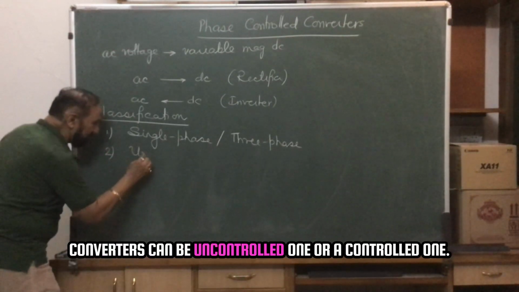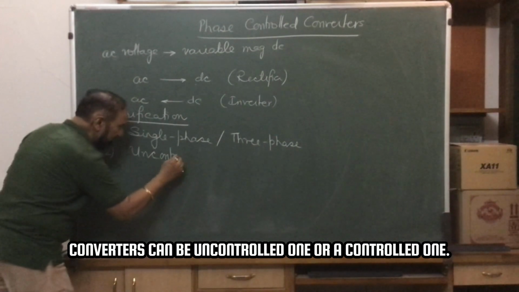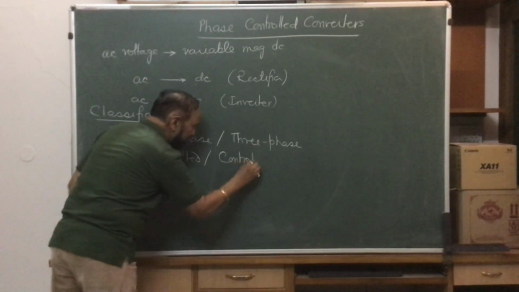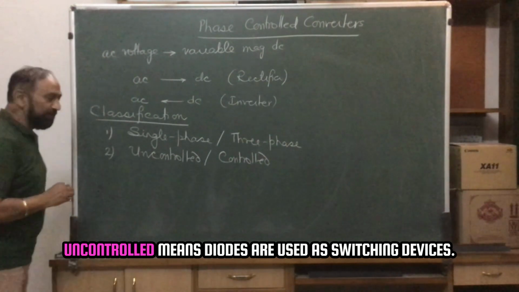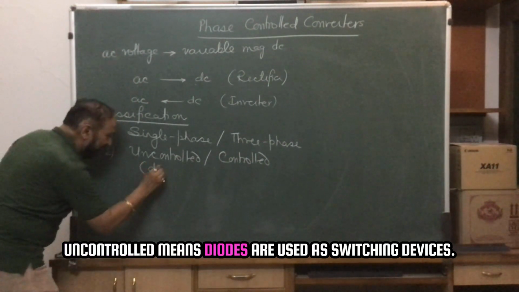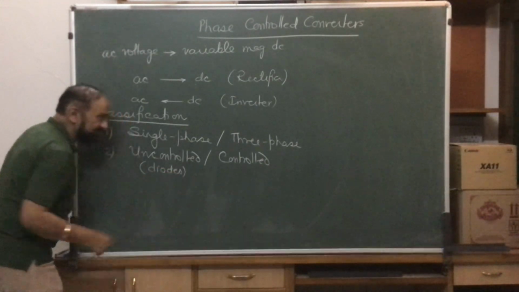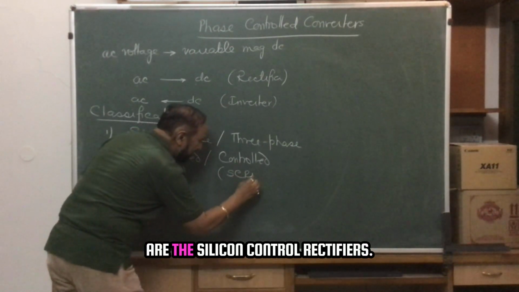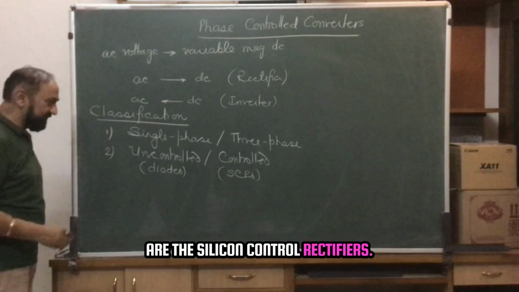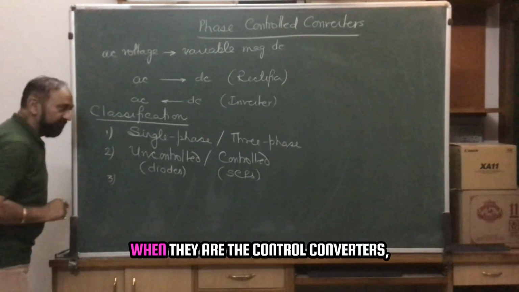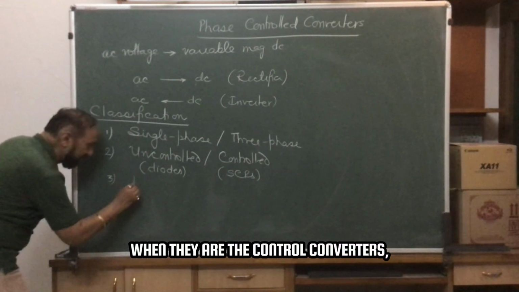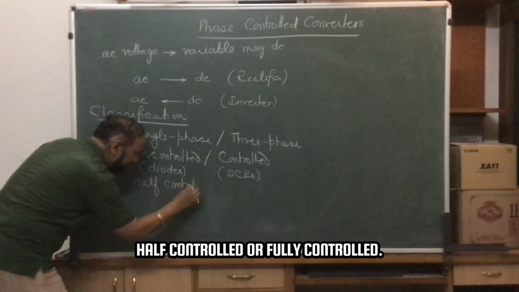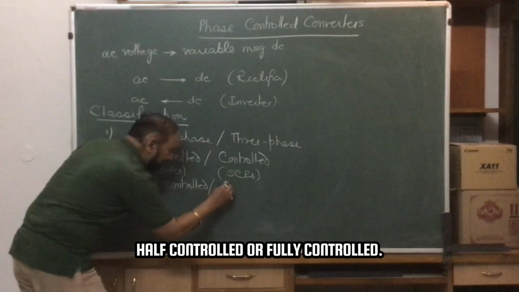Converters can be uncontrolled or controlled. Uncontrolled means diodes are used as switching devices. Controlled means some or all devices are silicon controlled rectifiers. When they are controlled converters, they can be further classified as half controlled or fully controlled.